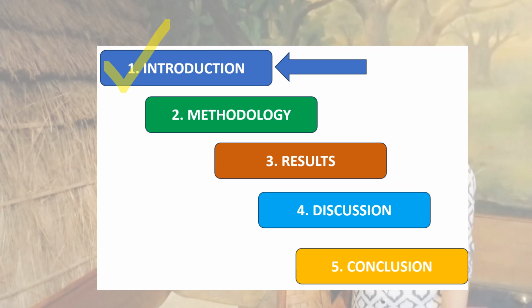Every research paper has a few main sections like introduction, methodology, results, discussion. In some cases, results and discussion are combined. Then conclusion, future prospects and references. So let's learn the steps to write a very effective introduction.